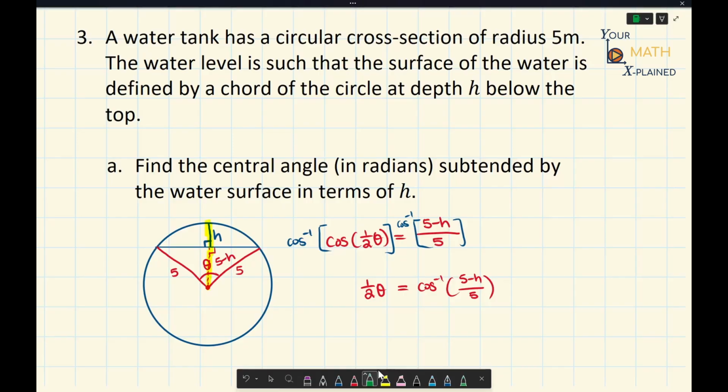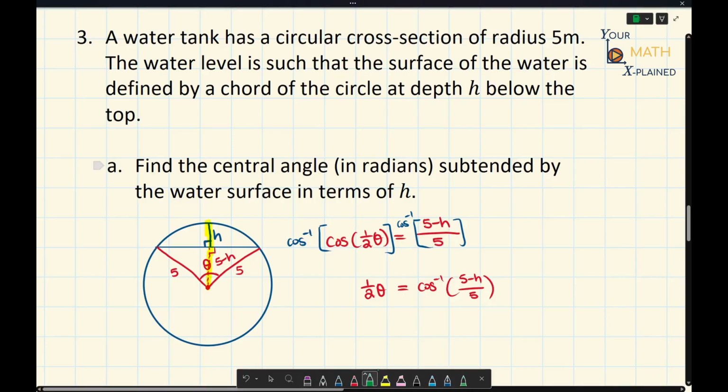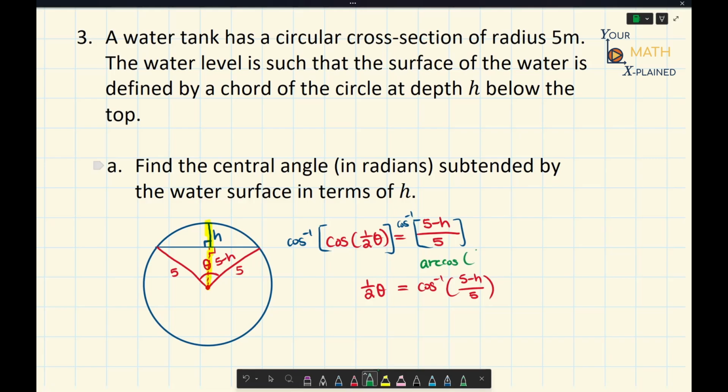And another way to write the inverse cosine function, which you might also see in your book, is just arc cos. So you can write this as arc cos of 5 minus h over 5. And lastly, we're going to multiply both sides by 2 to isolate our theta. So we get theta is equal to 2, and then we'll write this as arc cos of 5 minus h over 5.